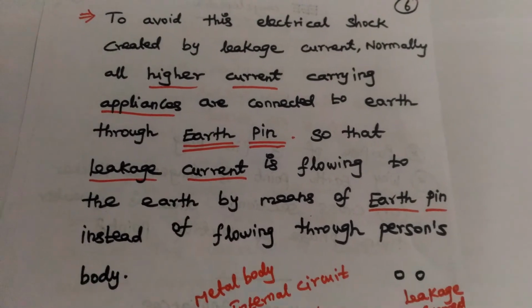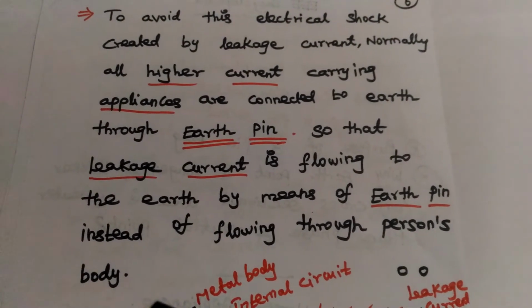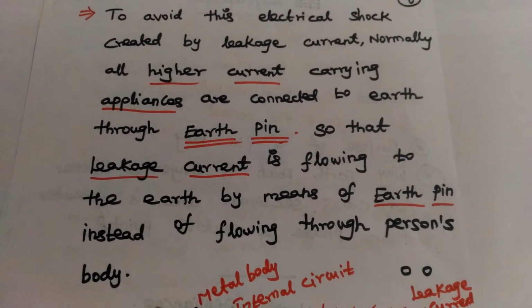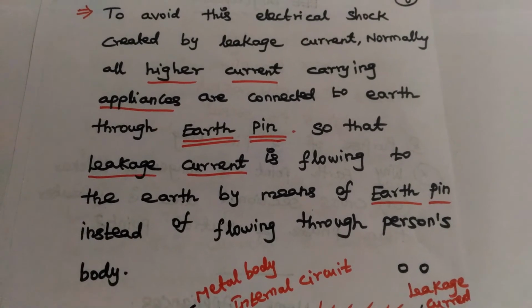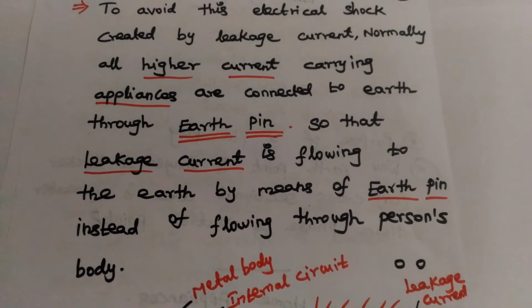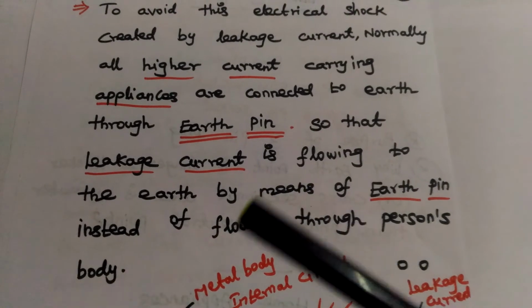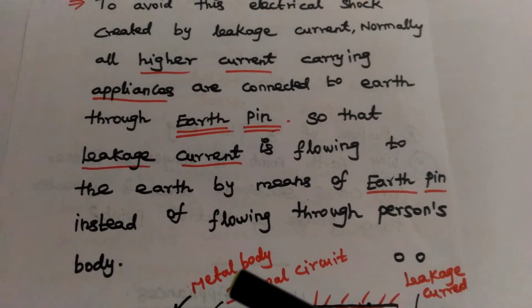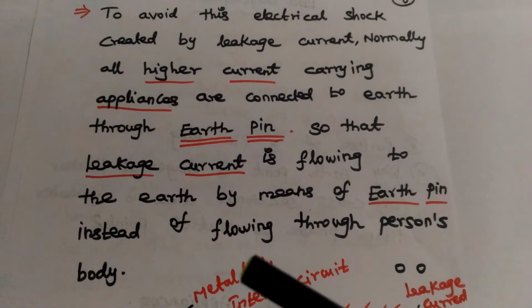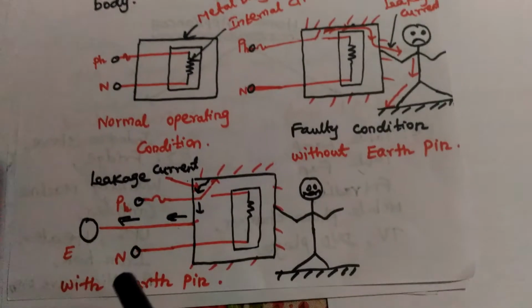So how are we avoiding the electrical shock? We just put the third pin in the 3-pin plug, that is the earth pin, so that the leakage current is grounded through the earth pin. For that purpose we use a 3-pin plug instead of a 2-pin plug. For that I have drawn a diagram.